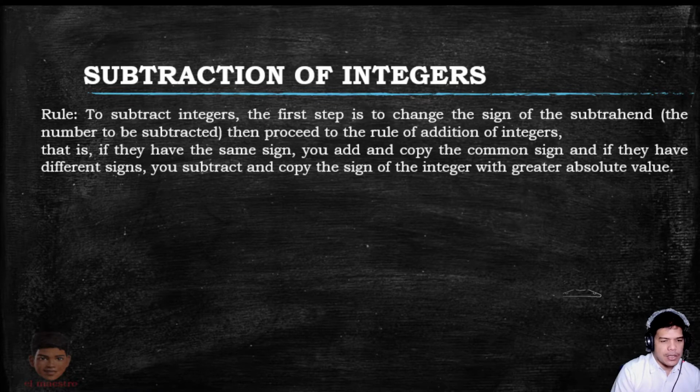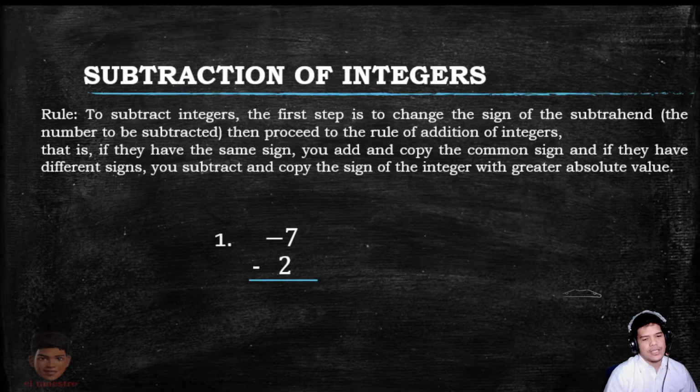Okay, so this is the rule of addition. That is, if they have the same sign, you add and copy the common sign. And if they have different signs, you subtract and copy the sign of the integer with greater absolute value. Okay? So again, as I've said, may separate video tayo ng addition of integers. So let's have an example.